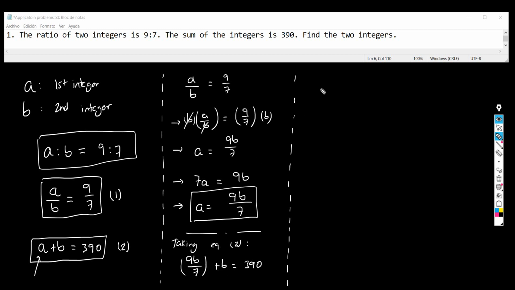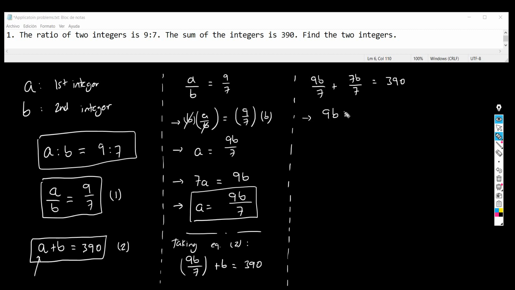can solve it. So let's do it. We have 9b over 7 plus 7b over 7 equals 390. No, I'm sorry, 7b over 7. Did you see what I did? I converted this b into 7b over 7. That's one trick you can do. Why did I do that? Because now I can add these two fractions because they have the same denominator.